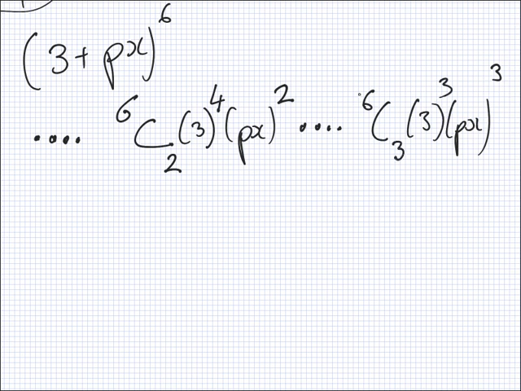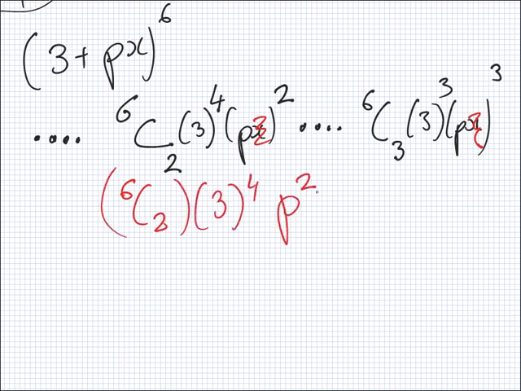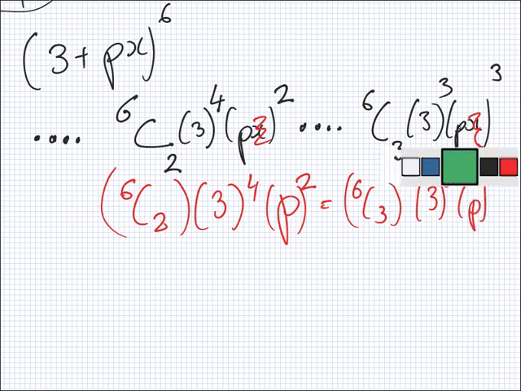Now, you're looking at the coefficient. What does coefficient mean? The number in front of the x. So you actually don't care about the x. So you can say 6C2, 3 power 4, p squared equals 6C3, 3 cubed, p cubed. Because the question said the x squared and the x cubed coefficient are the same. Right? Now, let's simplify. What's in common? Is there a p on both sides?